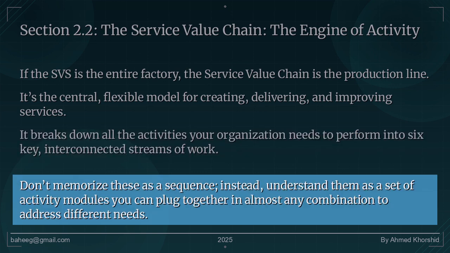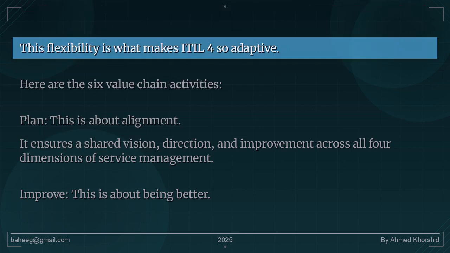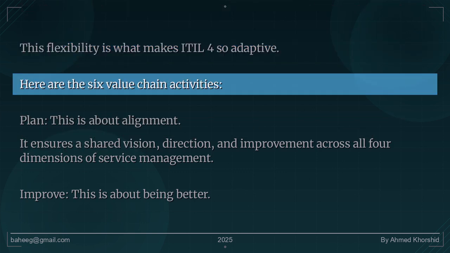Don't memorize these as a sequence. Instead, understand them as a set of activity modules you can plug together in almost any combination to address different needs. This flexibility is what makes ITIL 4 so adaptive. Here are the 6 value chain activities.